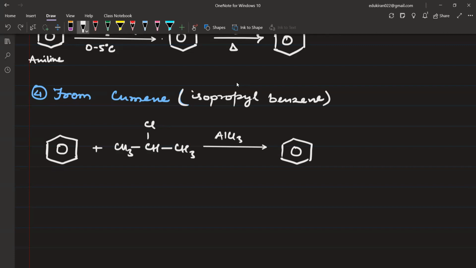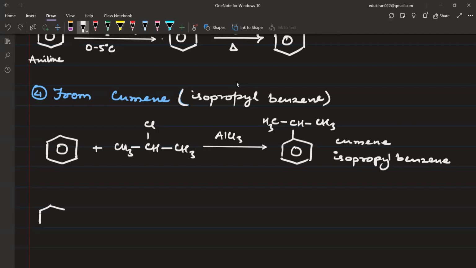See, the chlorine is removed from the middle carbon, so the benzene will attach to the middle carbon. CH, CH3, and CH3 here. Now this is cumene or isopropyl benzene.